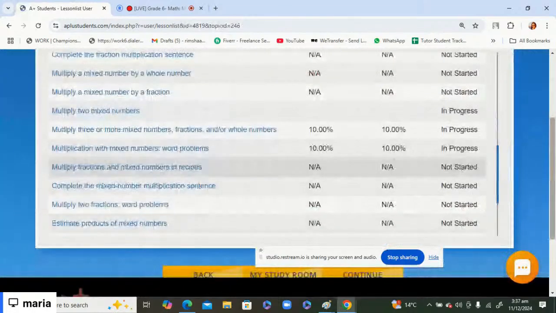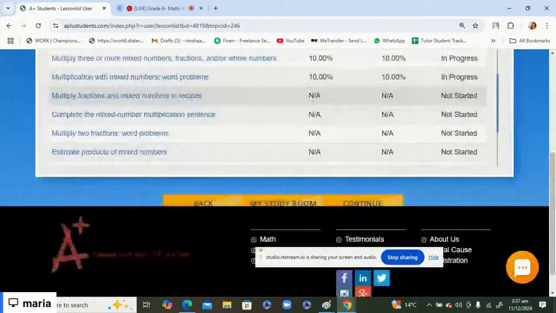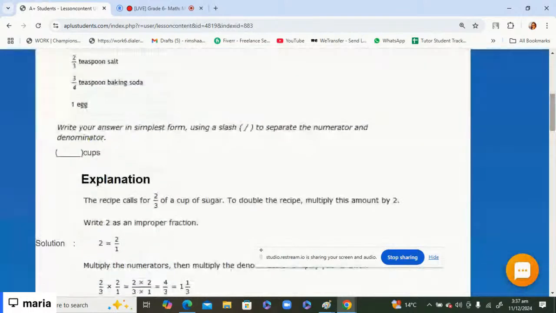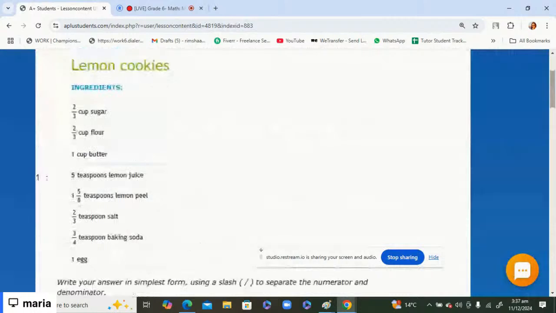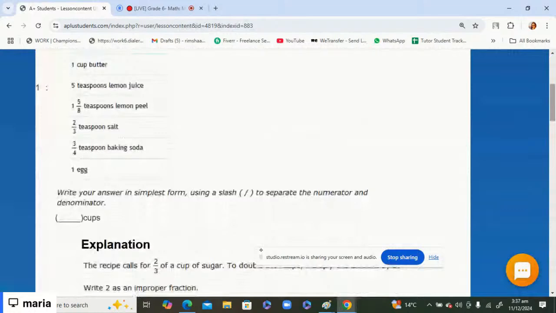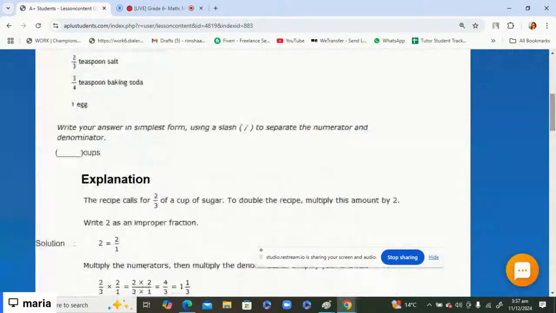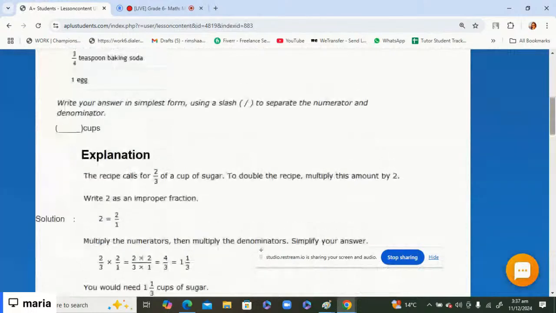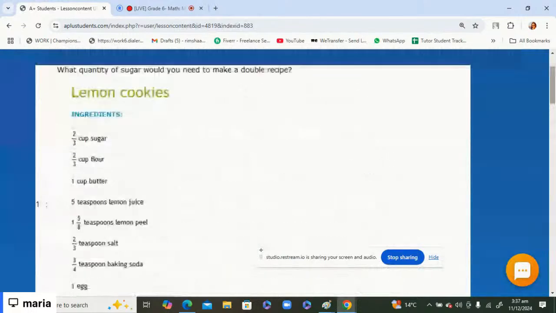Multiply fractions and mixed numbers in recipes. This is the same thing just like the previous, but it only involves recipes now. What quantity of sugar would you need to make a double recipe? Look at here, where is the sugar? Sugar is given, that is 2 by 3 cups.